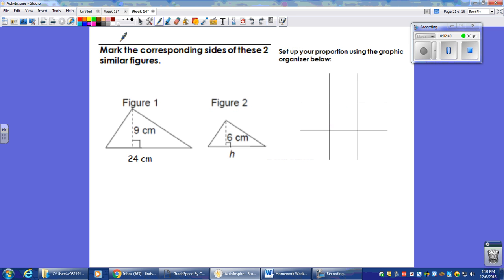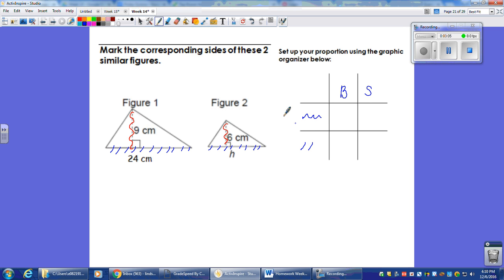So this next one, we're still going to do the exact same thing. We're going to do squigglies and dashes just with a triangle. So if I give 9 squigglies, I'm also going to give 6 squigglies. And if I give 24 dashes, the side that corresponds with the 24 is H. So I have it all set up. I'm going to set it up over here. I'm going to go from big triangle to small triangle with squigglies over dashes.